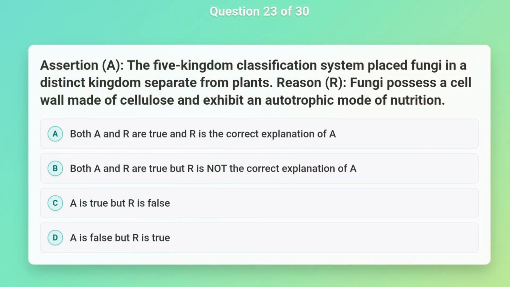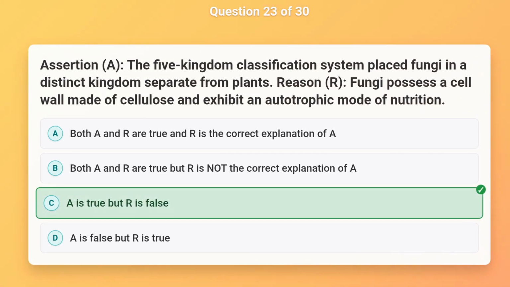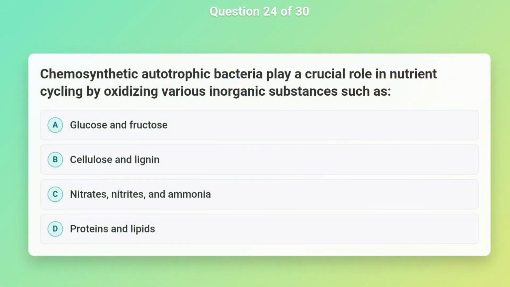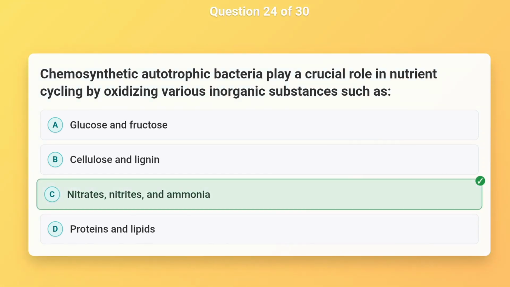Assertion A: The five-kingdom classification system placed fungi in a distinct kingdom separate from plants. Reason R: Fungi possess a cell wall made of cellulose and exhibit an autotrophic mode of nutrition. A is true but R is false. Chemosynthetic autotrophic bacteria play a crucial role in nutrient cycling by oxidizing various inorganic substances such as nitrates, nitrites, and ammonia.